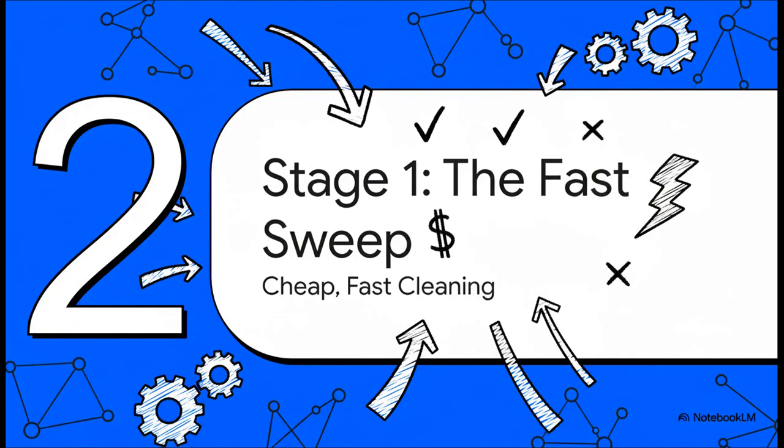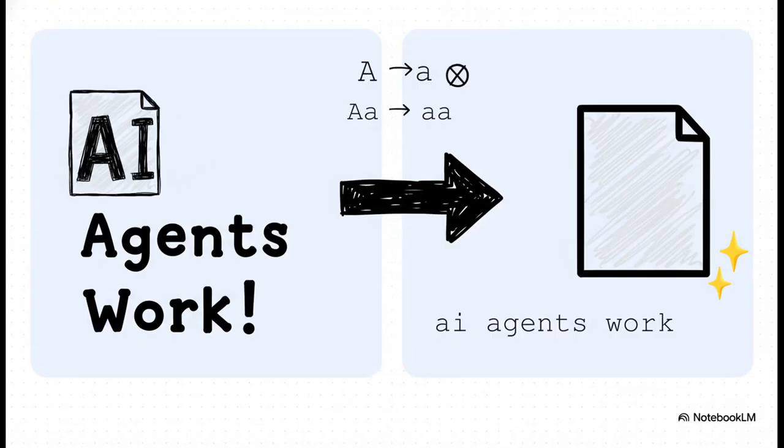Okay, so this brings us to stage 1 of our pipeline, our DAG, or Directed Acyclic Graph. We call this the fast sweep. And the principle here is really simple. You start with cheap, fast, and deterministic cleaning. These are your easy, quick wins. And it all starts with something super simple: canonical text normalization. This is just a quick, deterministic pass to make sure that text like "AI agents work!" with a capital and an exclamation point, and "ai agents work" are treated as exactly the same thing. Getting this right makes every single downstream step so much more effective.